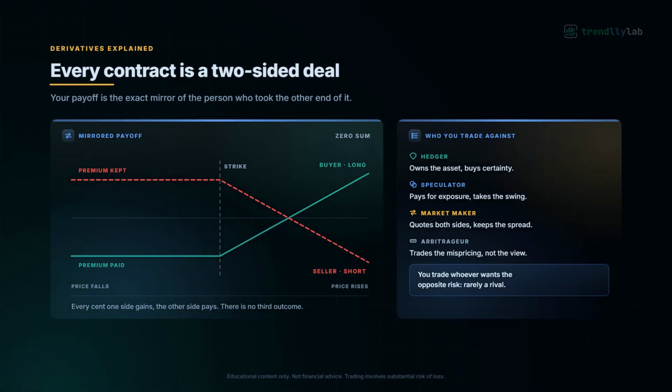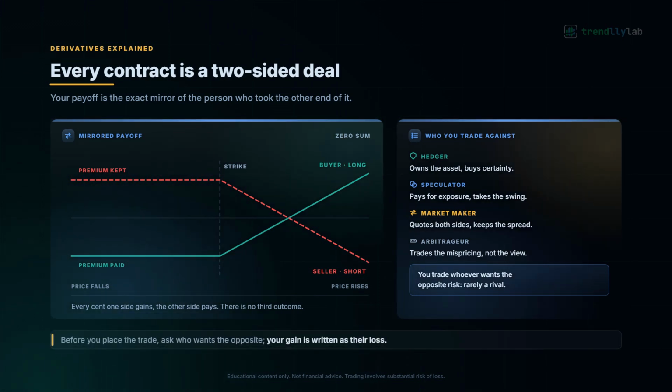Ask who is opposite. Before placing the trade, ask who wants the opposite side, because your gain is written as their loss. As a retail trader, you are a speculator by default. Which brings us to the thing that makes all of this dangerous.